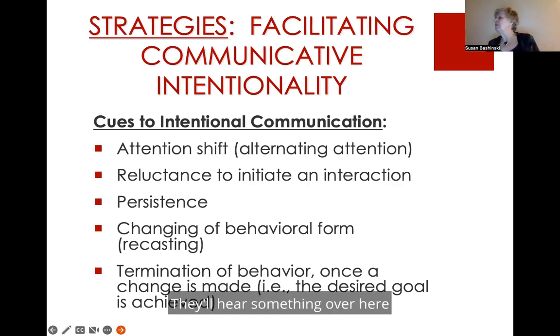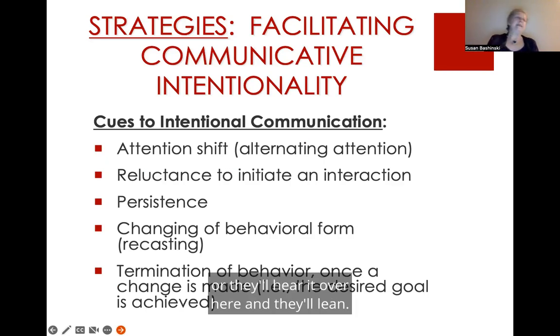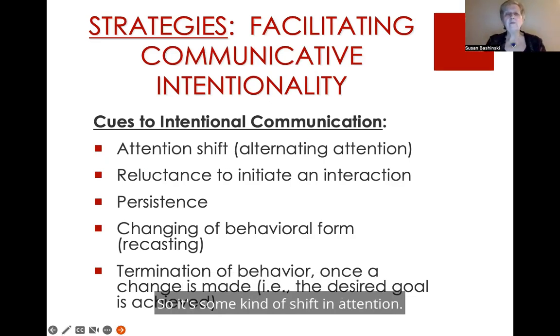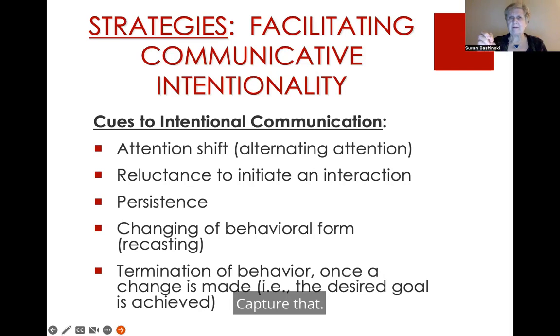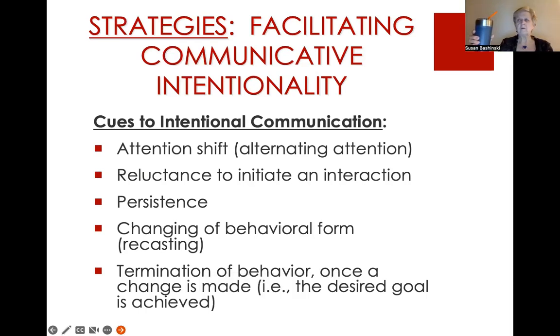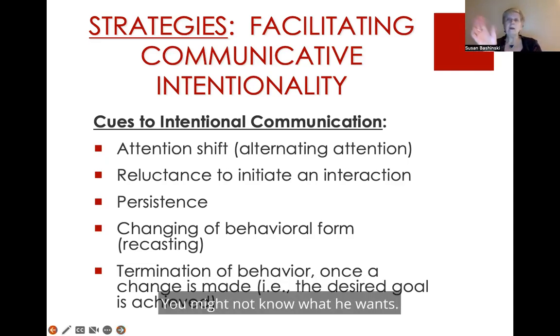They'll hear something over here, and then they'll hear something over here, or they'll hear it over here and they'll lean. They shift, or they'll search. They'll shift attention from over here to over here. So it's some kind of shift in attention. That shows an awareness, an environmental awareness. Capture that. It's like, in a tennis match, you watch this. If there's a cup and you see the child look at the cup, look at you, look at the cup, look at you. That's an attention shift.